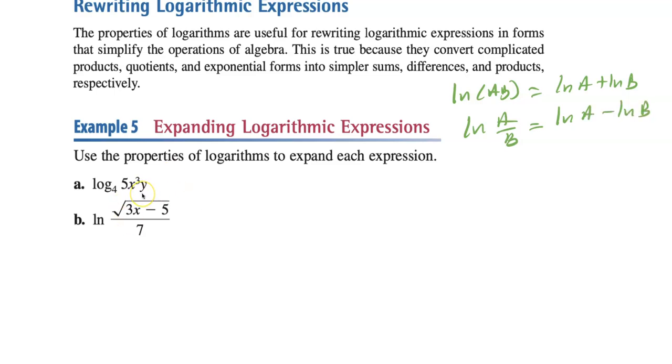So here we just want to rewrite it. We're going to expand this. All these things being multiplied are going to get a plus sign. So it's going to be log base 4 of 5 plus log base 4 of x cubed plus log base 4 of y. Like that, right? I just separate them all because they're all being multiplied, and multiplication is addition.